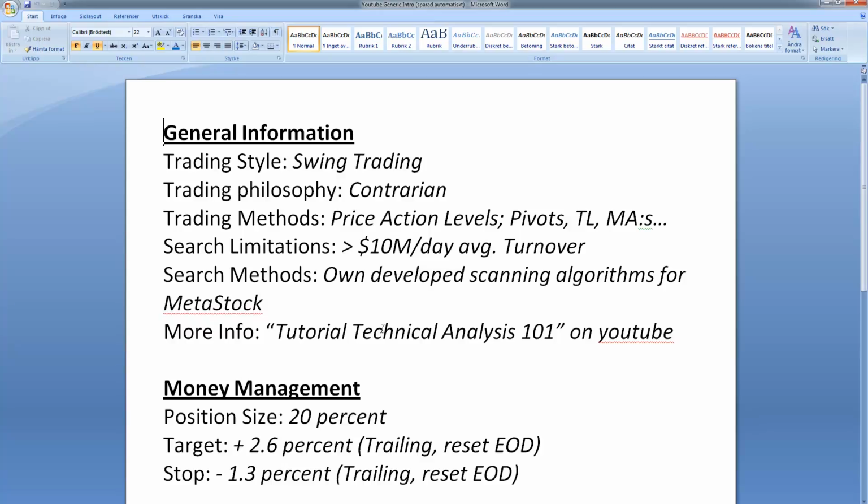My money management: I at the moment have a position size of 20%. I get a target of 2.6%, trailing target, reset end of day. My stop is minus 1.3%. It's also a trailing stop, reset end of day.